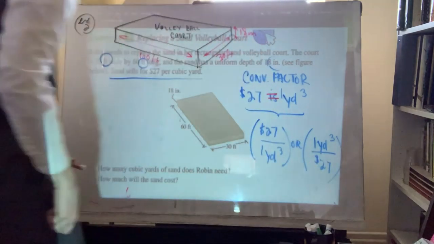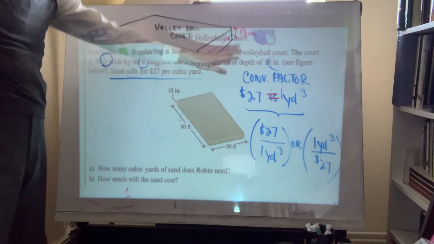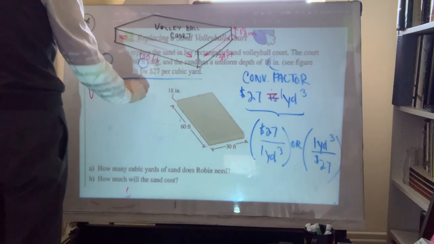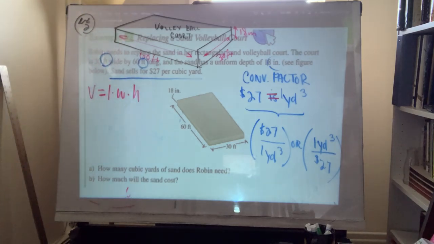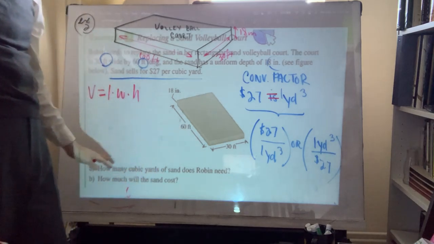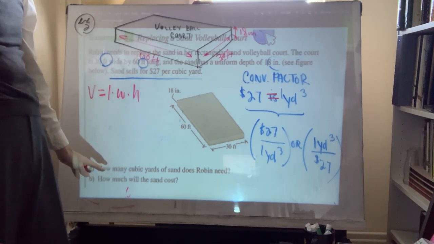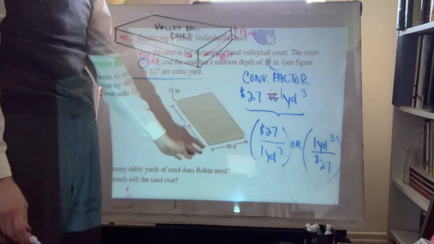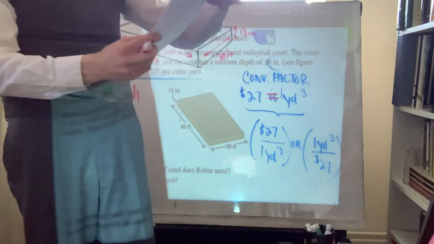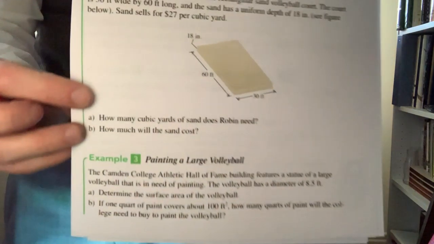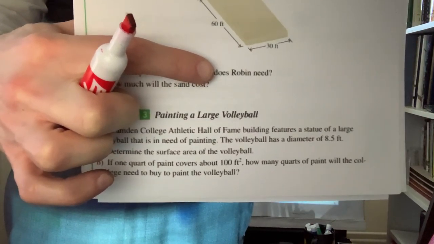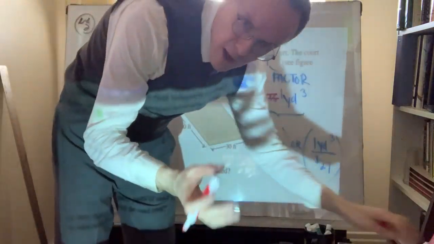Okay. Now, this is a rectangular solid. They even tell you that, right? So if we were going to calculate the volume, it would be this formula to start with. What you could do is calculate the volume in feet exclusively or inches exclusively and then convert it to cubic yards first. Or, let's see what they're asking, all right? There's two parts to this. There's A, how many cubic yards of sand does Robin need, all right? They're asking you, they want the volume in cubic yards.